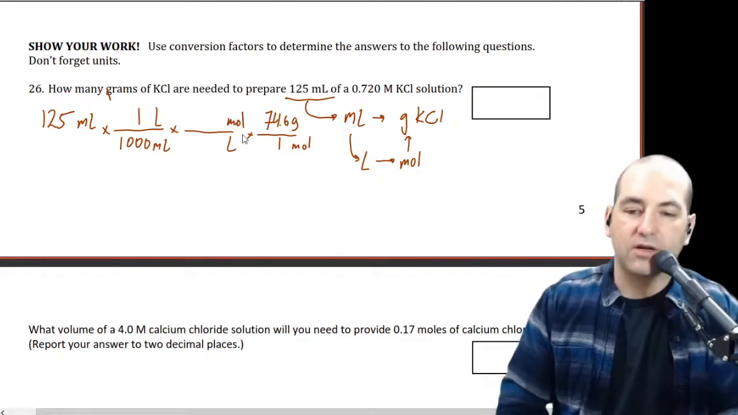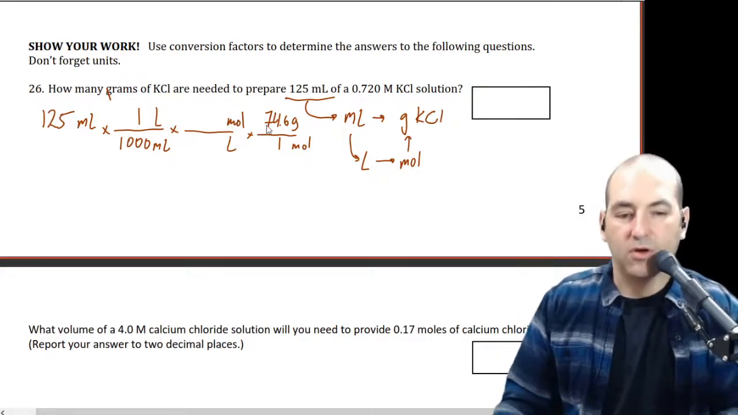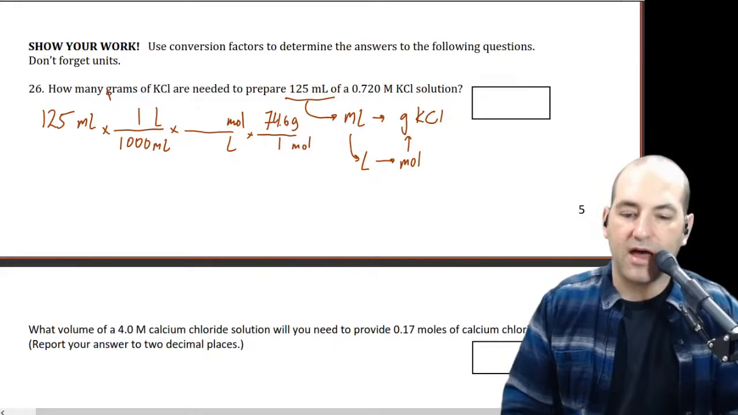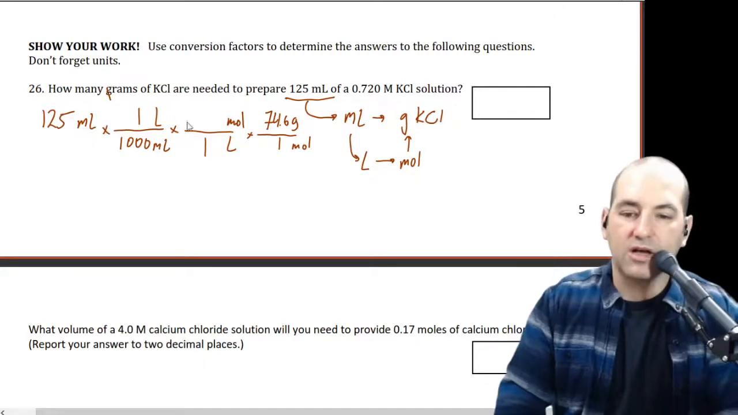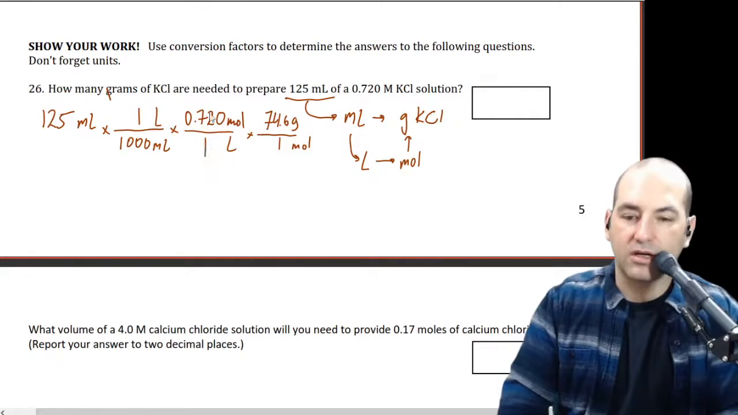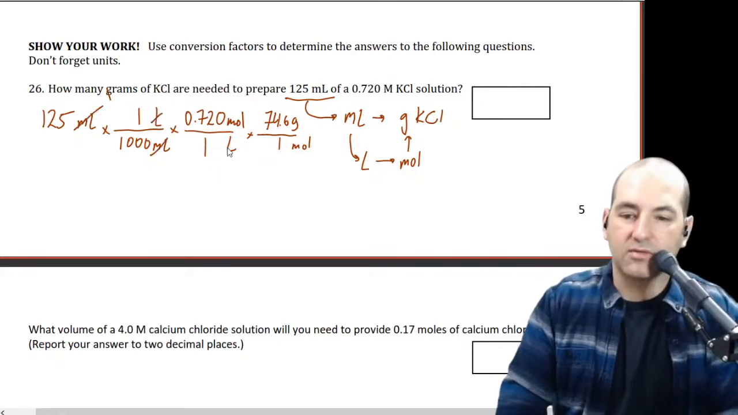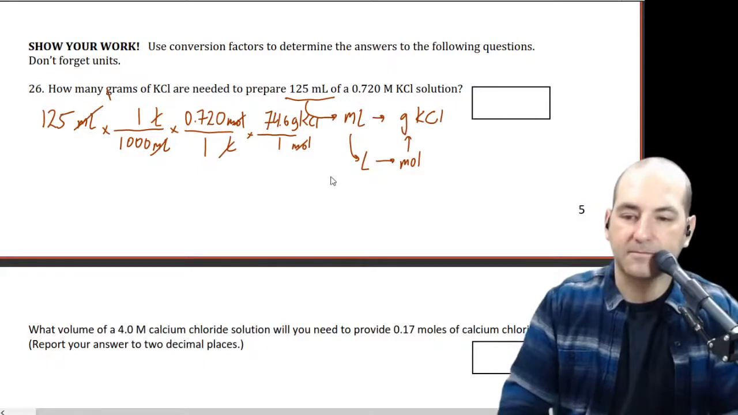All right, so then how do we convert between moles and volume in liters? That's what we use our concentration for. We've got a molarity reported here, 0.720 molar, which tells us 0.720 moles per liter. So if we calculate this out, we cancel milliliters, we cancel liters, we cancel moles, and we end up with grams of KCl. And that's our answer.